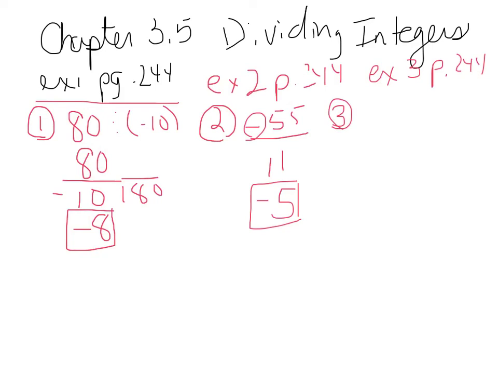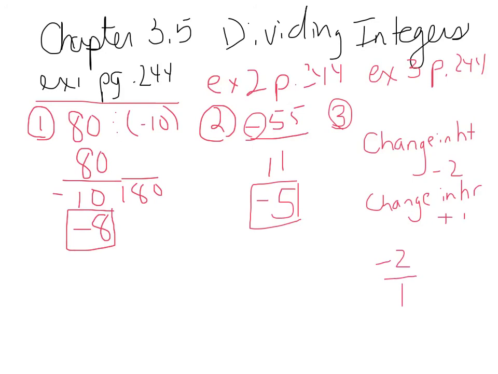So the change in height is negative 2, and the change in hours is plus 1. So they want to know what is the constant rate of change, and that would be negative 2 over 1, and that is just a unit rate. So every hour, the height goes down 2. Hope that helped. Make sure you look at number 3 in the book. I expect that done. Thank you.